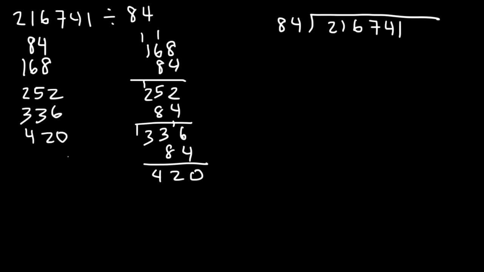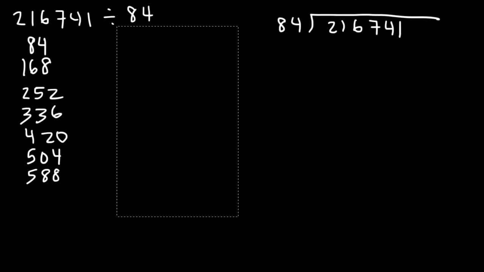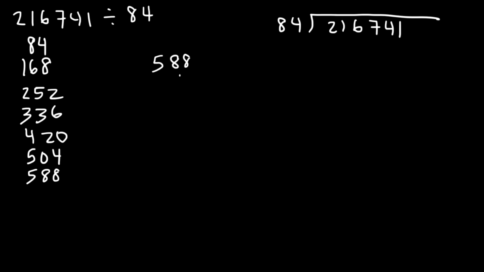Now, 420 plus 84. 420 plus 80 is 500 plus 4. That's going to be 504. 504 plus 84, that's 588. So now let's add 588 by 84. So 8 plus 4 is 12. 8 plus 8 plus 1, that's 17. So this is going to be 672.